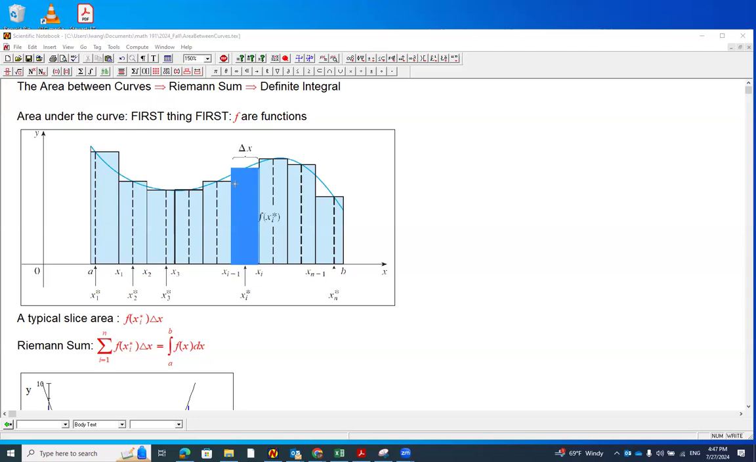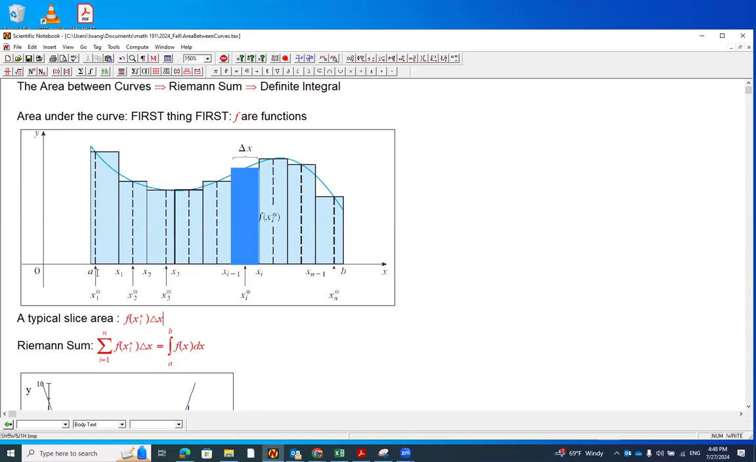The height is f of xi star, which is right here. That's the height of the rectangle, and the width of the rectangle is delta x. Delta x is how wide the subinterval is. Once we are able to form the typical slice, we're just one step away from the definite integral. So this is the definite integral here.